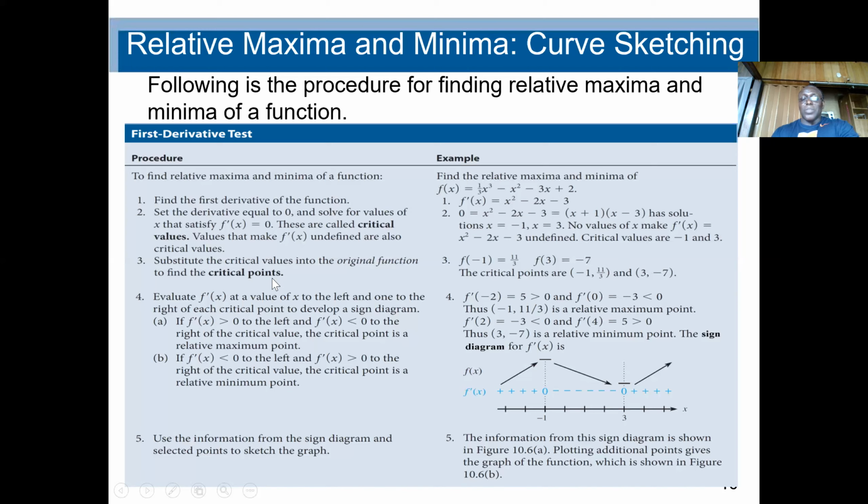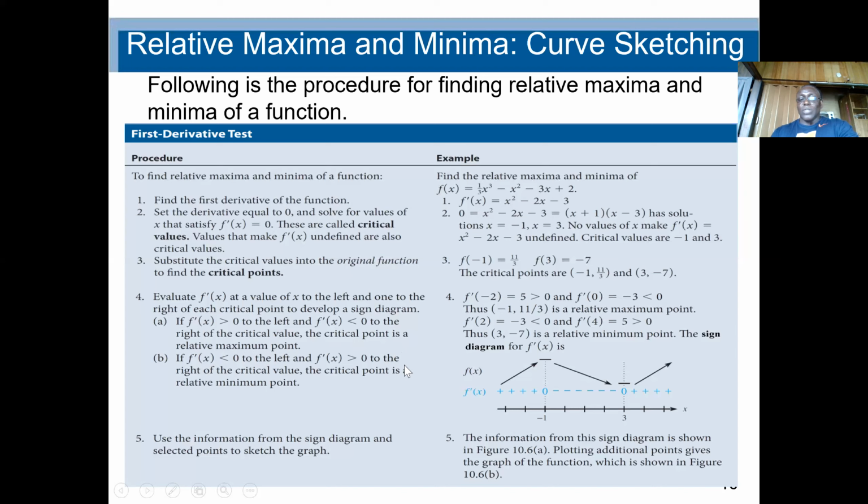A positive value means increasing. 0 means horizontal. So now we evaluate the derivative of f at x, at the value of x to the left and to the right of each critical point, to develop the sign diagram. So if the derivative of f at x is greater than 0 to the left, and then the derivative of f at x to the right is less than 0, then we have a what? A maxima.